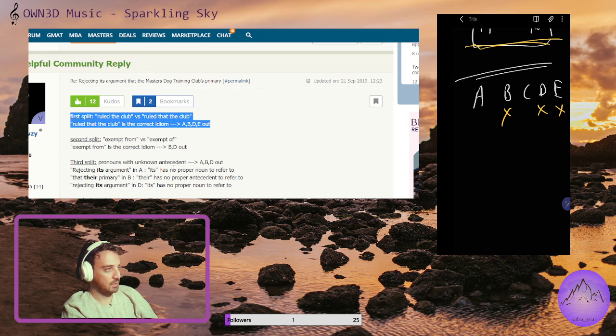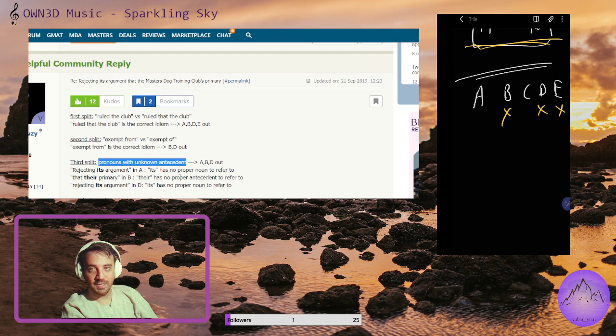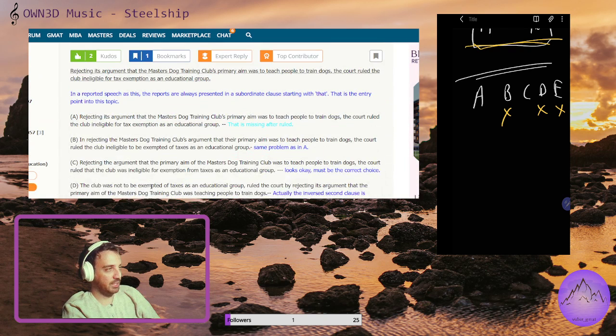Third split, pronouns with unknown antecedent. A, B, D out. Rejecting its argument. Oh, so that is, I guess, the proper way of saying what I said, which is when you have a pronoun, its, that comes before the actual noun itself, so you don't actually know what it's talking about. Rejecting its argument, like whose argument? We don't know yet. So rejecting its argument in A, it has no proper antecedent to refer to yet. That their primary in B, there has no proper antecedent to refer to. And rejecting its argument in D, its has no proper noun to refer to. Yeah, okay. I think I agree with that split as well.